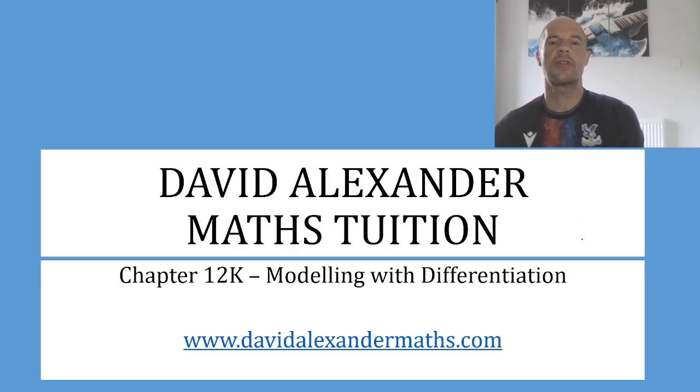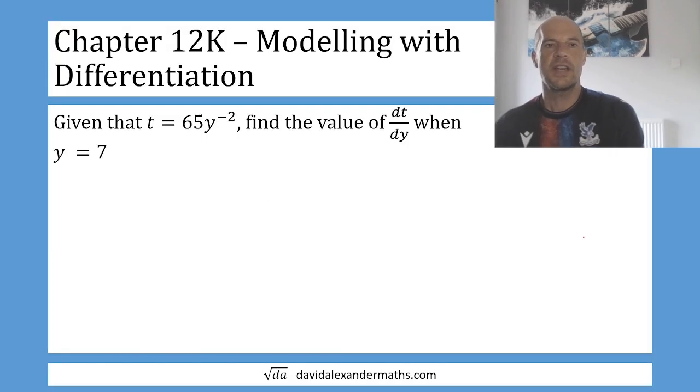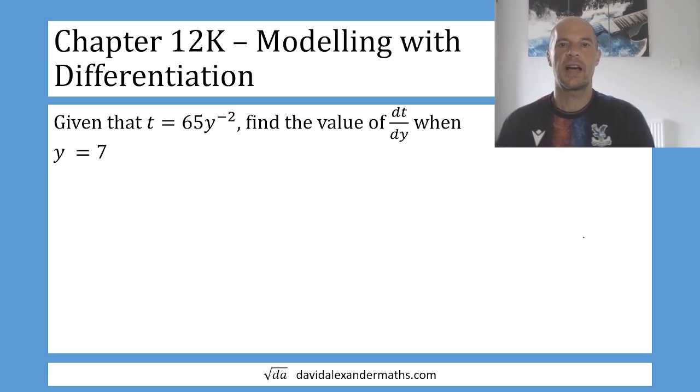This is chapter 12k, Modelling with Differentiation. So given that t is 65y to the negative 2, find the value of dt by dy when y is 7. Okay, so this one's actually not that bad at all.